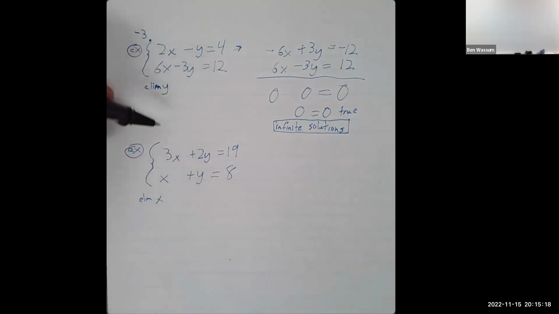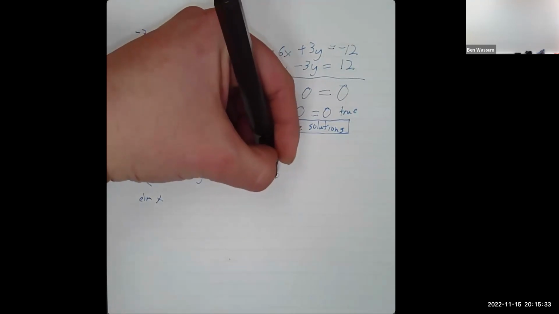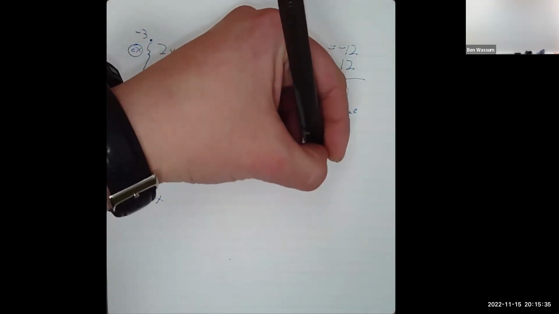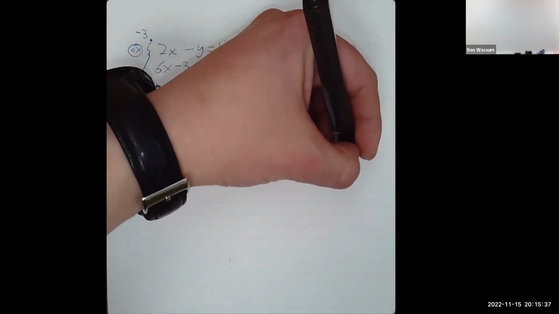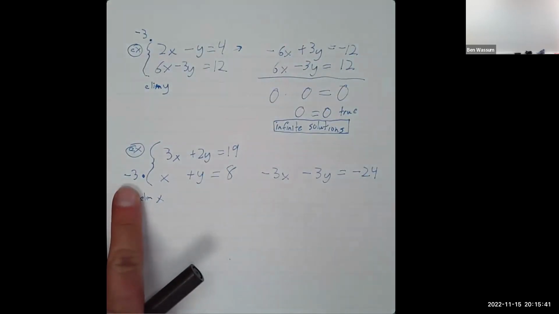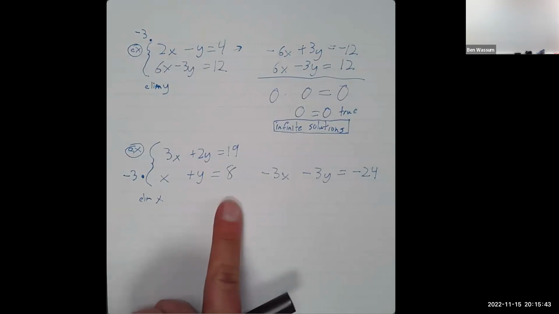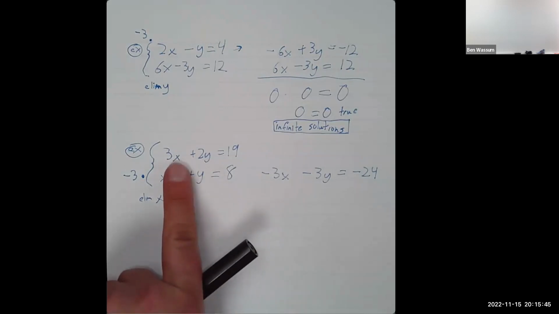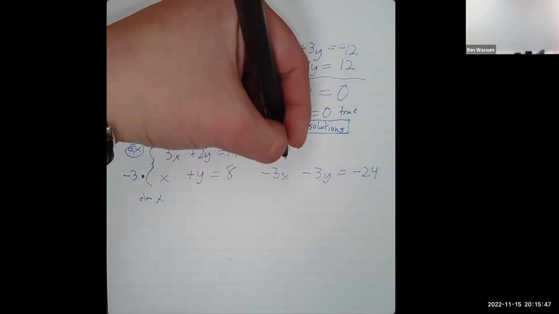So if I was going to eliminate x, I would need this guy to be a minus 3x, right? Because I need to be able to add that to something that would cancel out. So I'm going to multiply this through by a negative 3. I get a minus 3x minus 3y equals minus 24. So you just multiply that negative 3 all the way through. And then we're going to leave that first one alone.